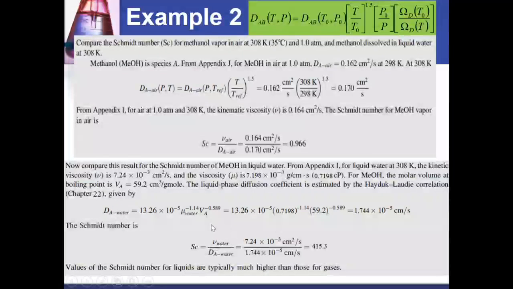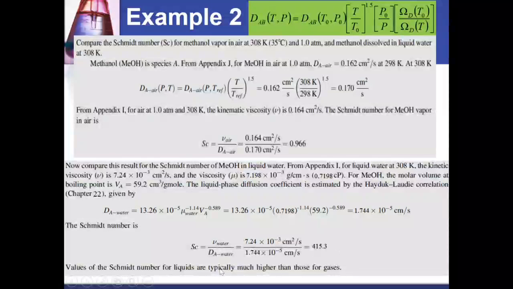Then the kinematic viscosity, we got it from appendix I for water. It is 0.424 times 10 to the power negative 3 centimeters square per second. You divide them, you get 415.3. So the Schmidt number for methanol in water is 415.3.